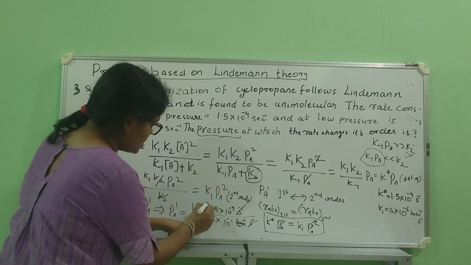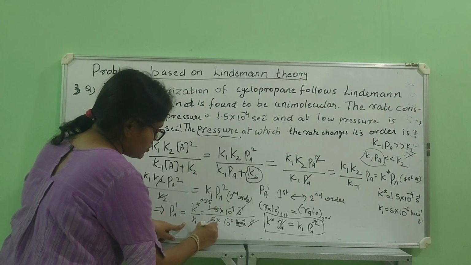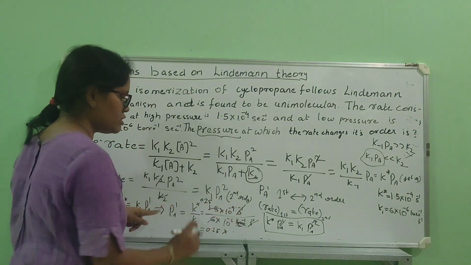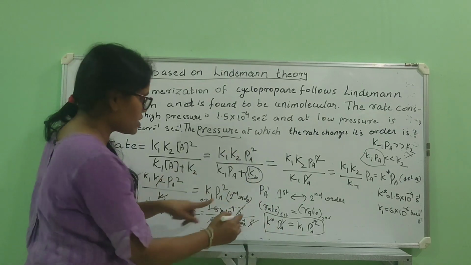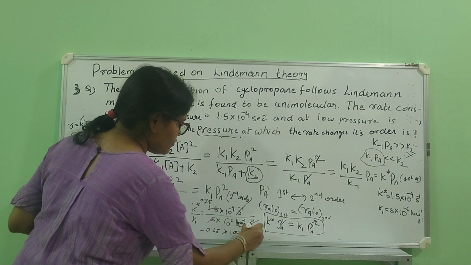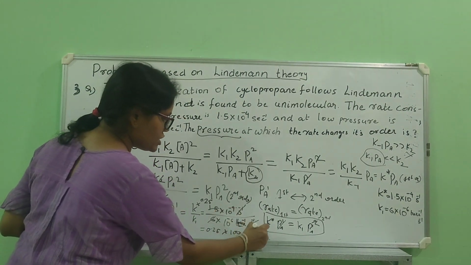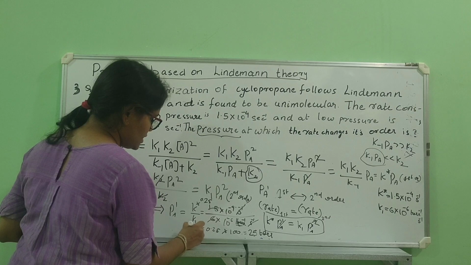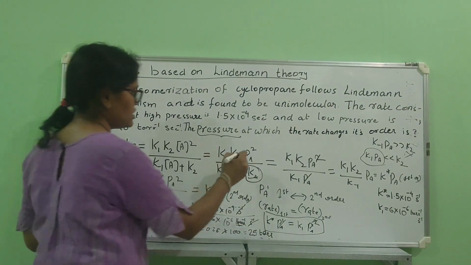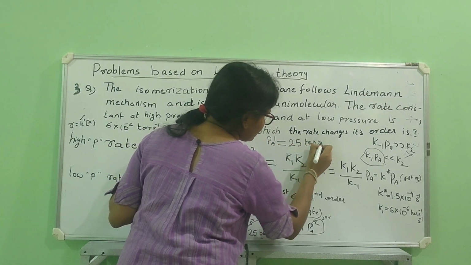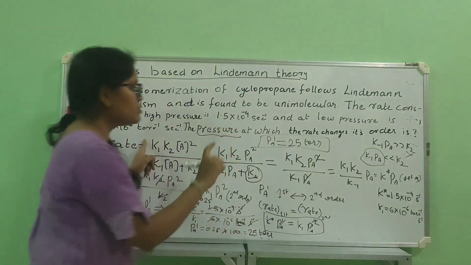So 6 2s are 12, so 0.6 2s are 12. 6 5s are 30. So you have 0.25 into, when this 10 power minus 6 goes to the numerator, minus 4, 10 power minus 4 plus 6 becomes 10 power 2, that is 100. So 0.25 into 100 is 25. So torr inverse will go to the numerator and become torr. So this PA dash is 25 torr. So I will write it here. PA dash is equal to 25 torr. So this is how we solve this problem.